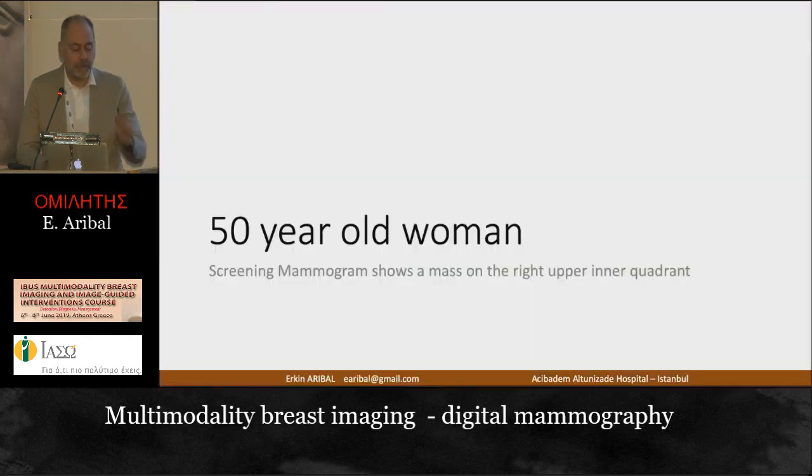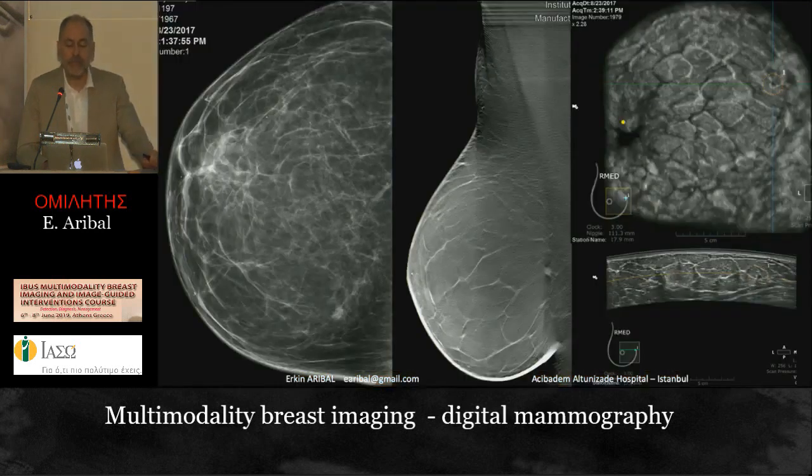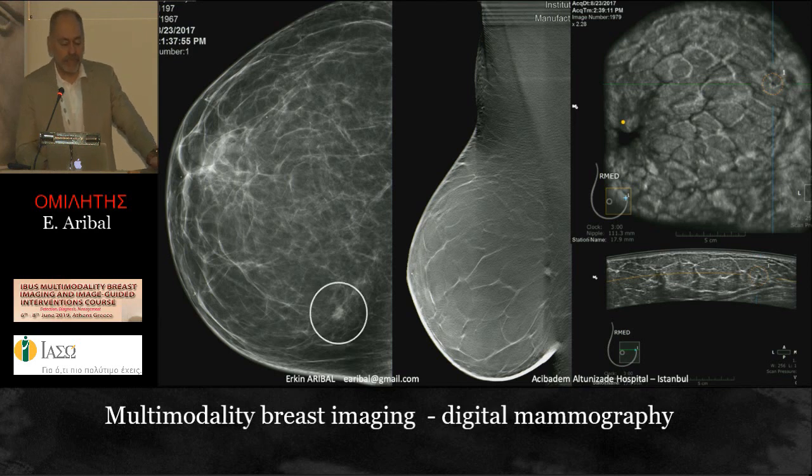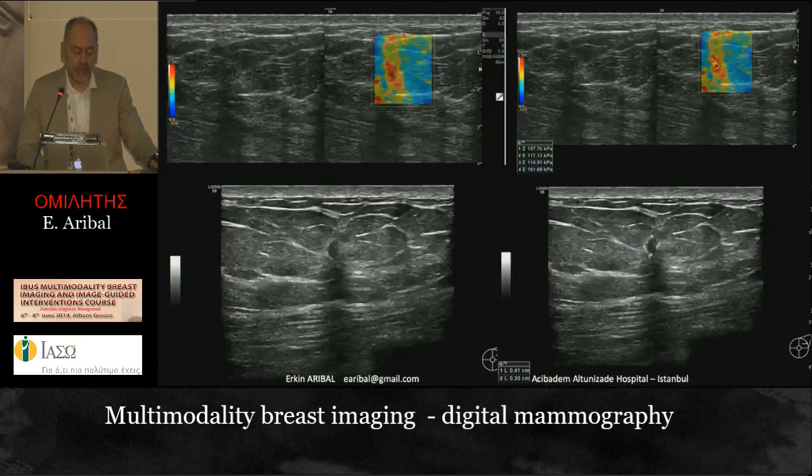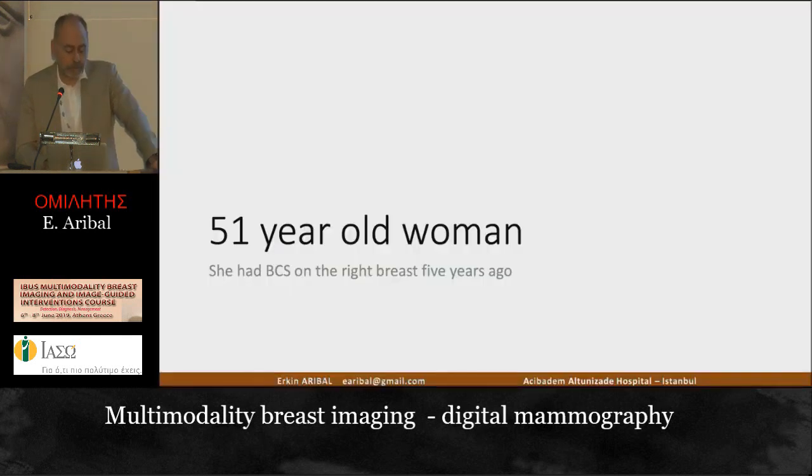It's a 50-year-old woman. Screening mammogram shows a mass on the right upper inner quadrant. Here, it's again a type A breast. It's a very small lesion, but when you do the tomosynthesis, you can have the margin information better than the 2D images. And the ABUS coronal image shows that it's a black oval with retractions, and the transverse image isn't good. And here are the handheld findings: it doesn't have vasculature, but it is stiff on elastogram.